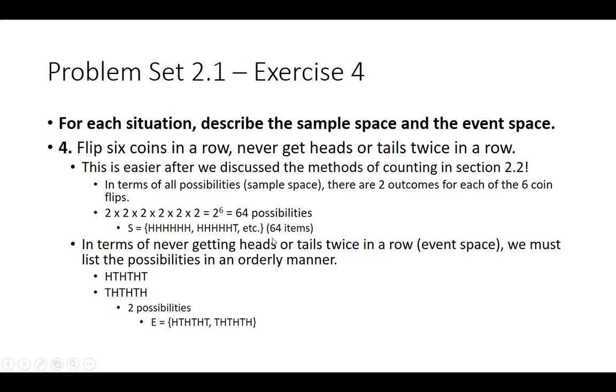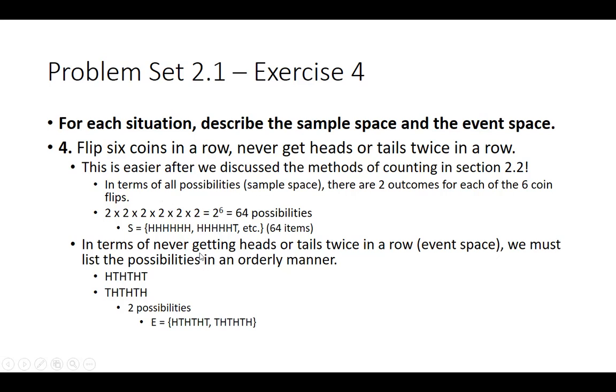So the sample space would have 64 items, all heads but one tails at the end, so on and so forth. All of the different possible combinations of heads and tails. There'd be 64 of them. The important thing is knowing that there's 64, not actually listing all 64 out.